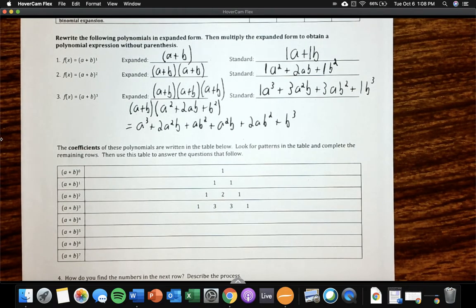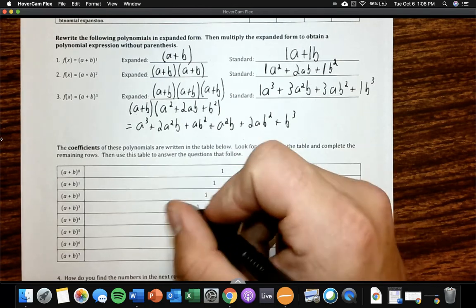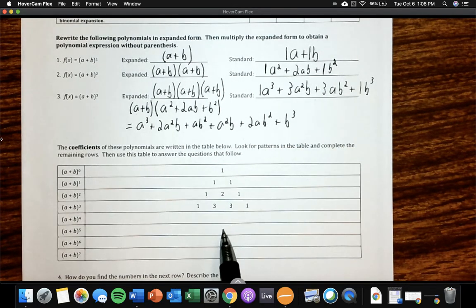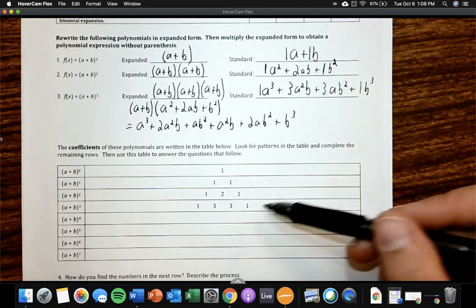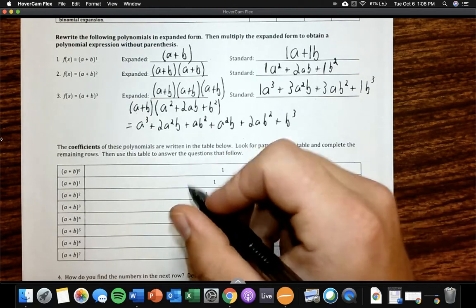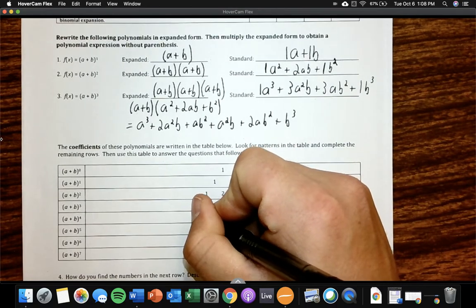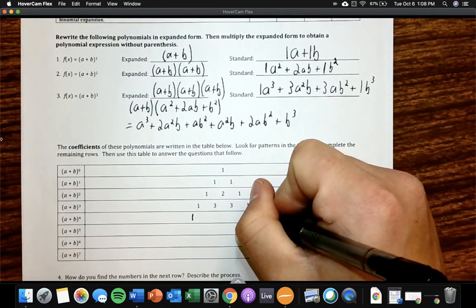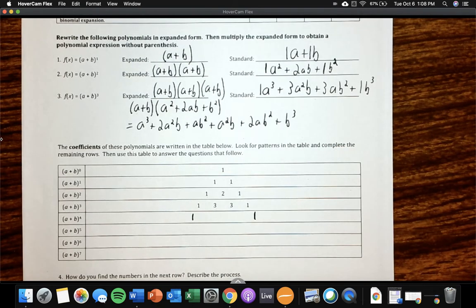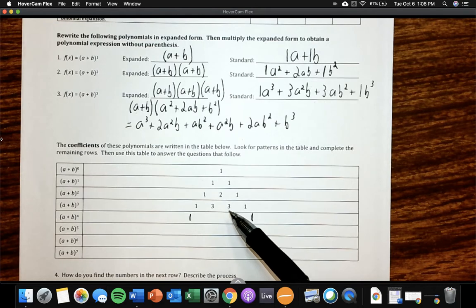So if we're trying to look for a pattern, what we can notice is that first off, the left and right side is always going to be 1, and there's always going to be an extra term whenever we increase the power by 1. So if this had 4 terms, then this one is going to have 5. So we can write that in. We know there's going to be a 1 on each side.